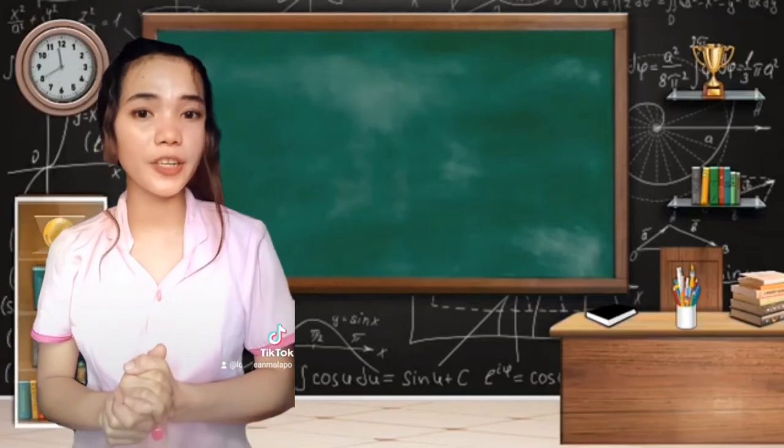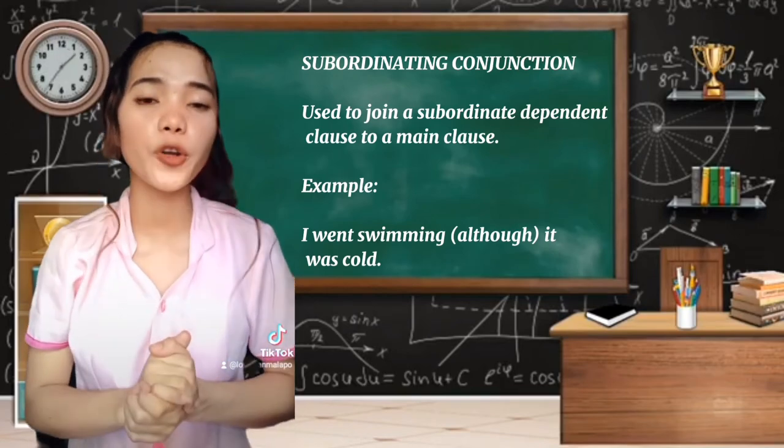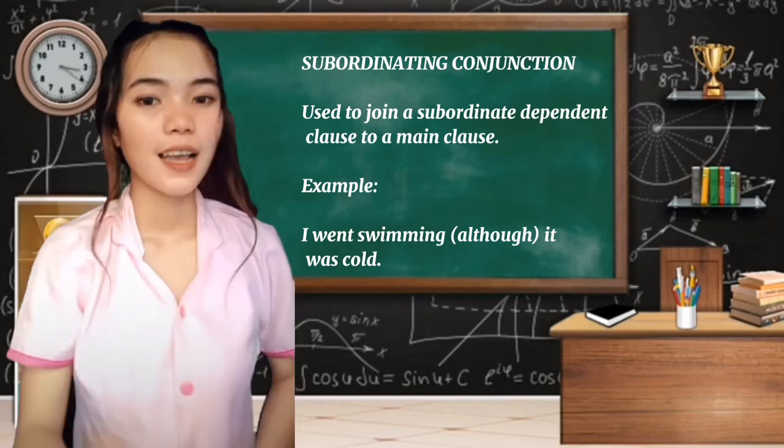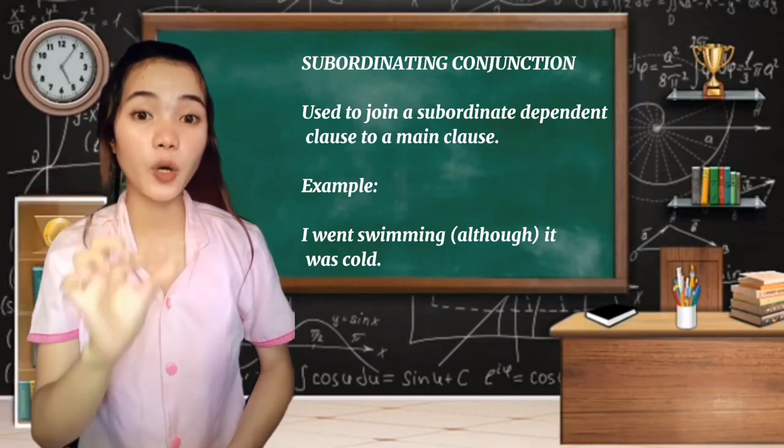The next is the subordinating conjunction. When we say subordinating conjunction, it is a word or phrase that links a dependent clause to an independent clause. For example, I went swimming although it was cold.